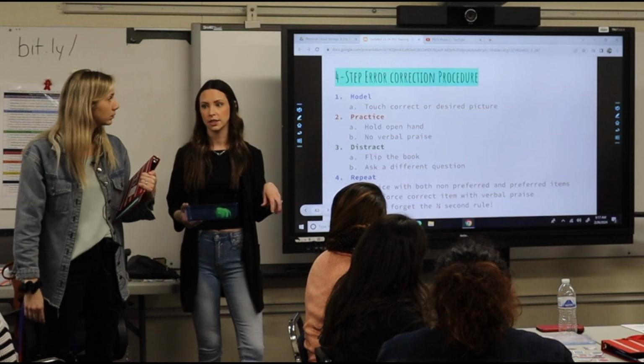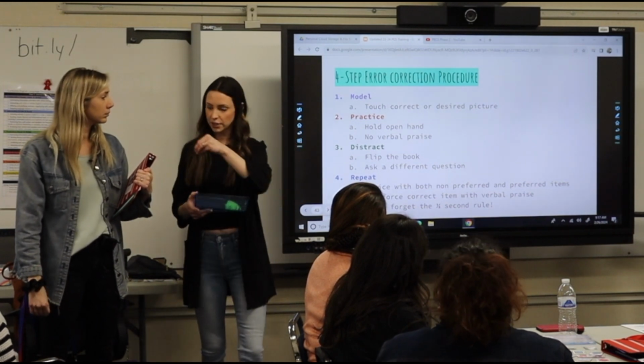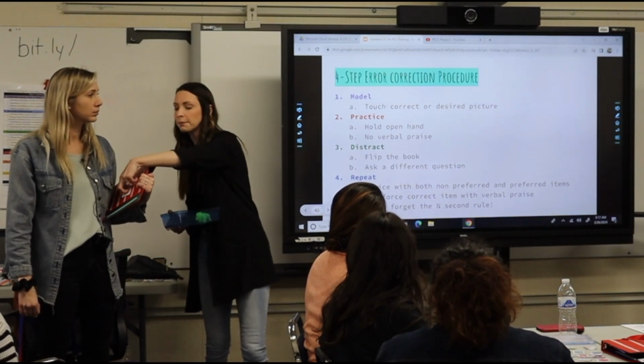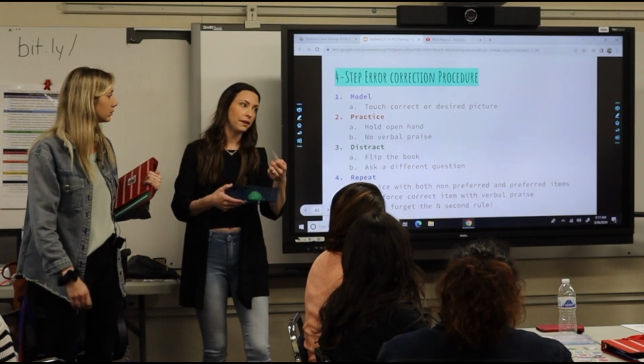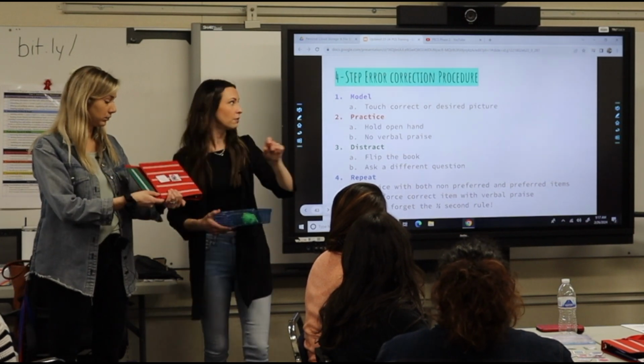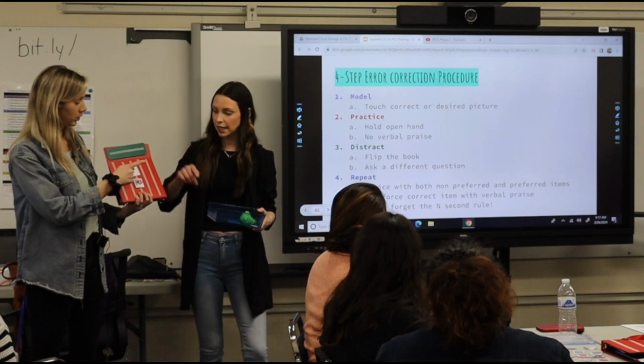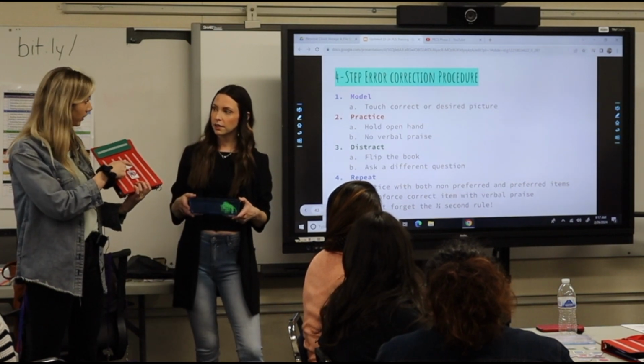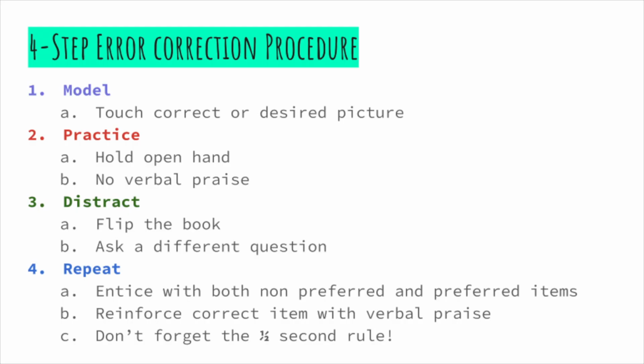So this is where we're teaching the discrimination. I reached for the paperclip icon. She gives me the paperclip. I don't want it. I push it away. We give it back. What we do is we model. So we touch the correct picture. Then we hold an open hand. And then after we cover it. So we're showing the correct picture.